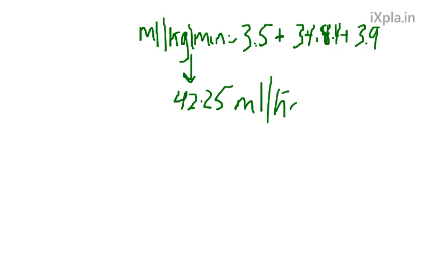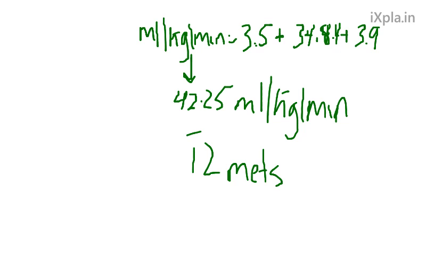But if you remember, the question is asking for METs. So you have to convert relative VO2 to METs. Now, one MET is 3.5 VO2, so just divide by 3.5. That gives you 12.07. So the answer is they're working out at 12 METs. So that's the answer to number 1.